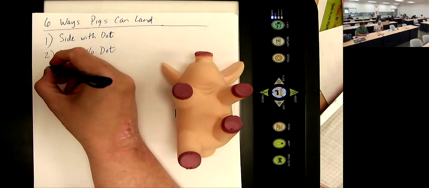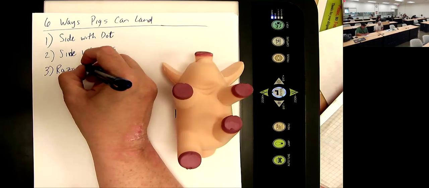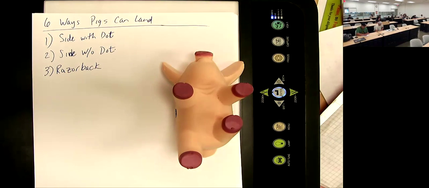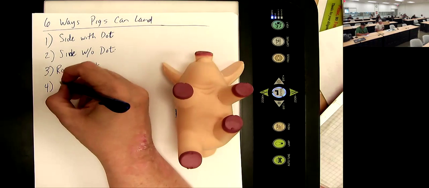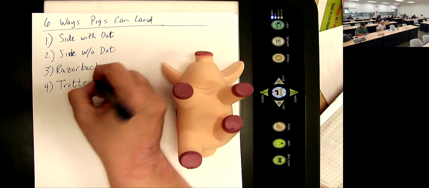Then we have the Razorback. That's the move it's called on the point scoring sheet, the Razorback. And it's on its back, hooves in the air. Or it could land on its feet. If it lands on its feet, it's called a trotter.